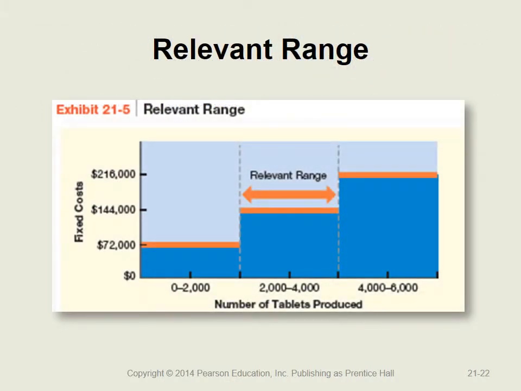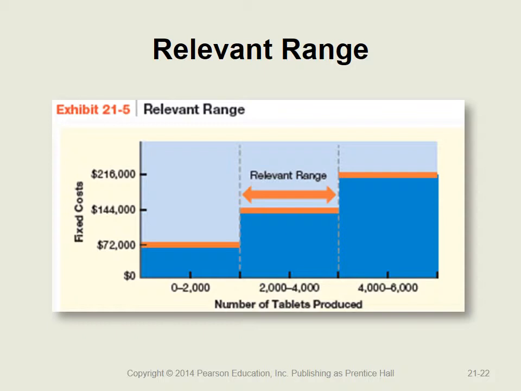The relevant range is the range of volume where total fixed costs remain constant and the variable cost per unit remains constant. To estimate costs, managers need to know the relevant range because total fixed costs can differ from one relevant range to another, and the variable cost per unit can differ in various relevant ranges. Exhibit 21.5 shows fixed cost for Smart Touch Learning over 3 different relevant ranges.